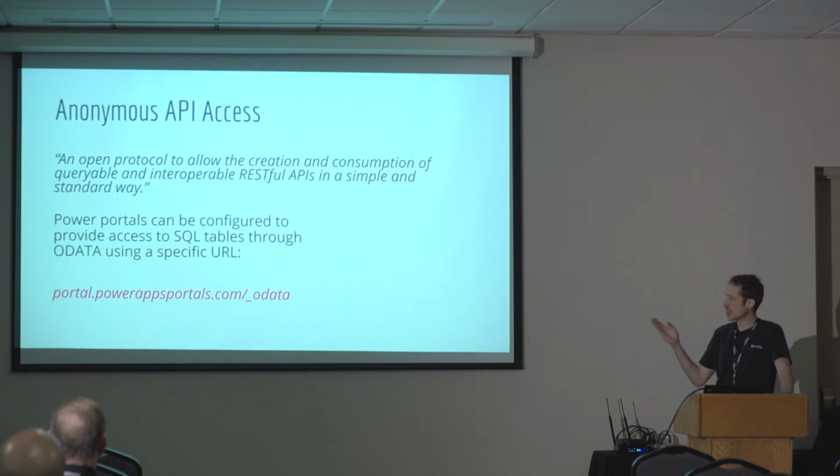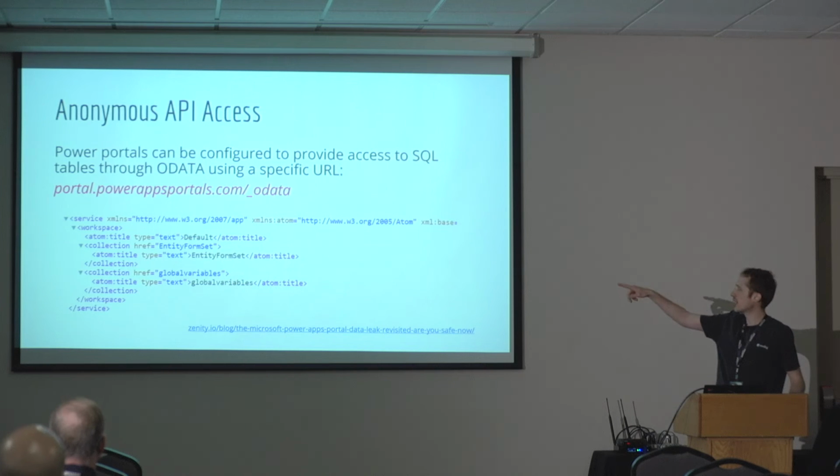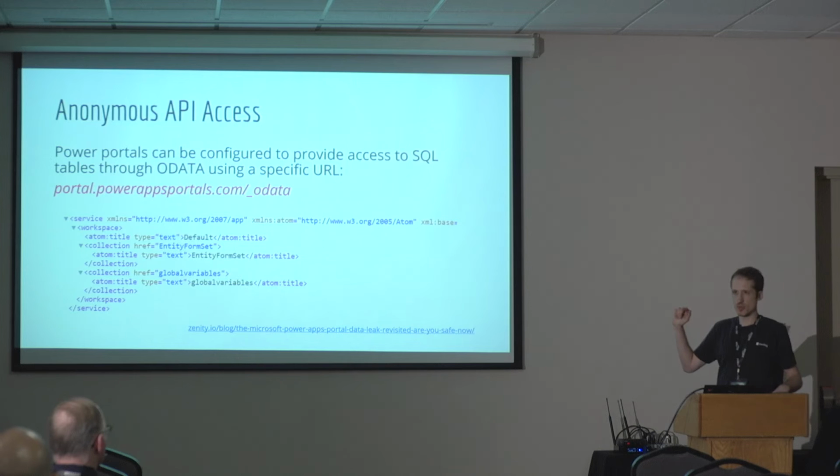And then the way that you access the anonymous data is just by going to this OData endpoint. Again, pretty easy. So let's see how many of them we can find today. Here's an example of how this looks. You can see I'm going to this OData endpoint. By the way, this example is from a real portal that we found for a large bank.